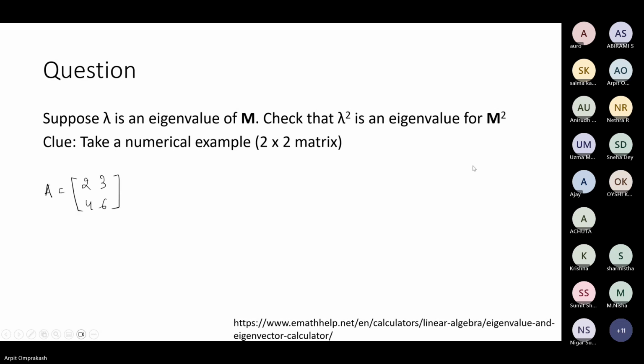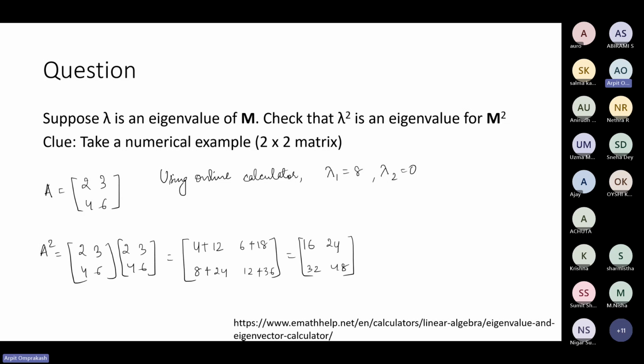So using the online calculator, we can find that there are two eigenvalues for this matrix, which are 8 and 0. Then we are asked to see what is the eigenvalue for the square of the matrix. So we do A square, we multiply A with A. Multiplication is simple. We multiply 2 with 2 and 3 with 4 and add it here, then 2 with 3 and 3 with 6 and add it here and so on. So we get the matrix 16, 24, 32, 48.